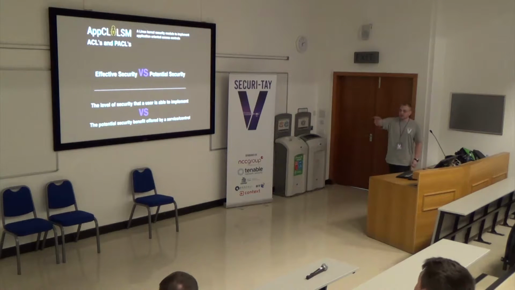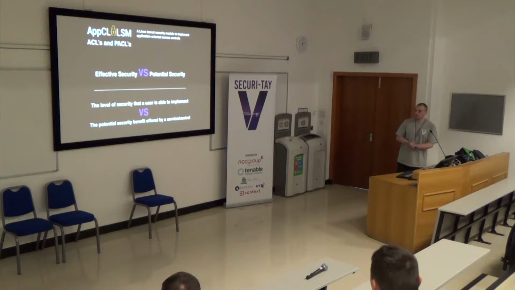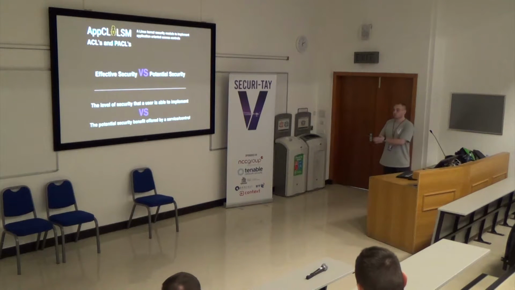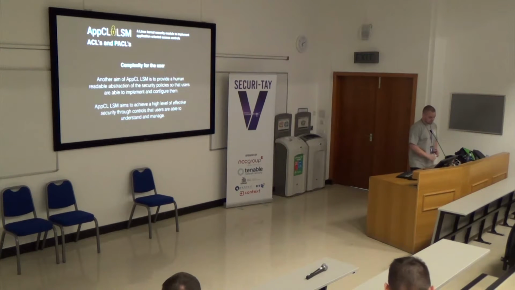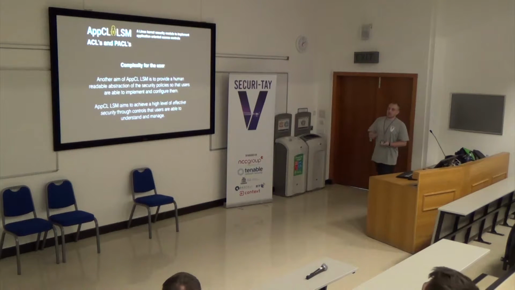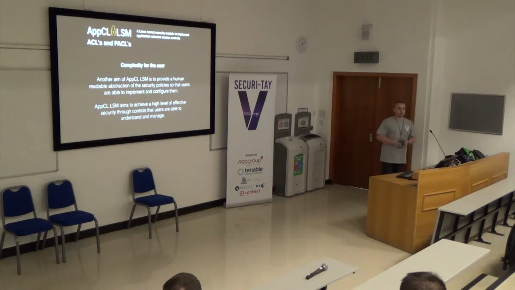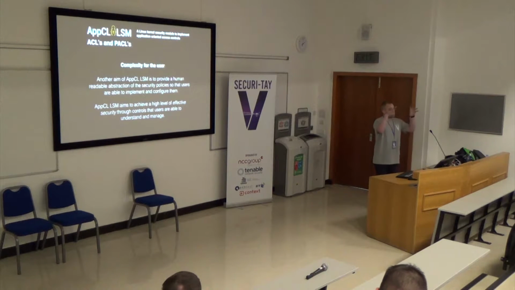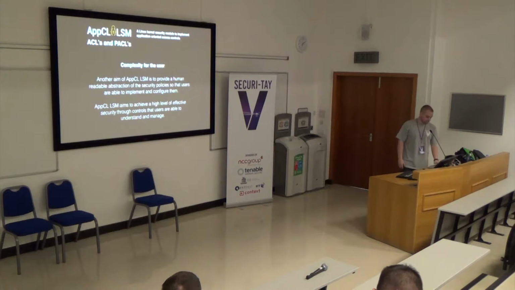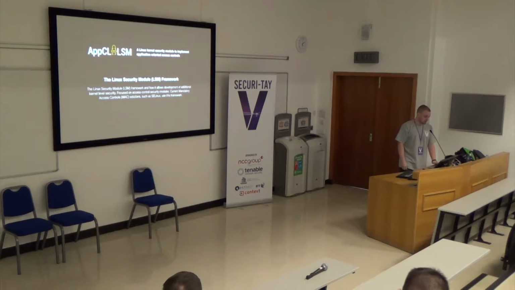So it's the idea that the level of security a user is able to implement versus the potential security benefit offered by that service or control. So another aim of AppCL LSM is to provide this human readable abstraction of the policy so that users are able to understand what they're implementing, they're able to configure them, and they know exactly what they are putting in place on their systems. So I'm aiming for a high level of effective security, through controls that users are able to understand and manage.